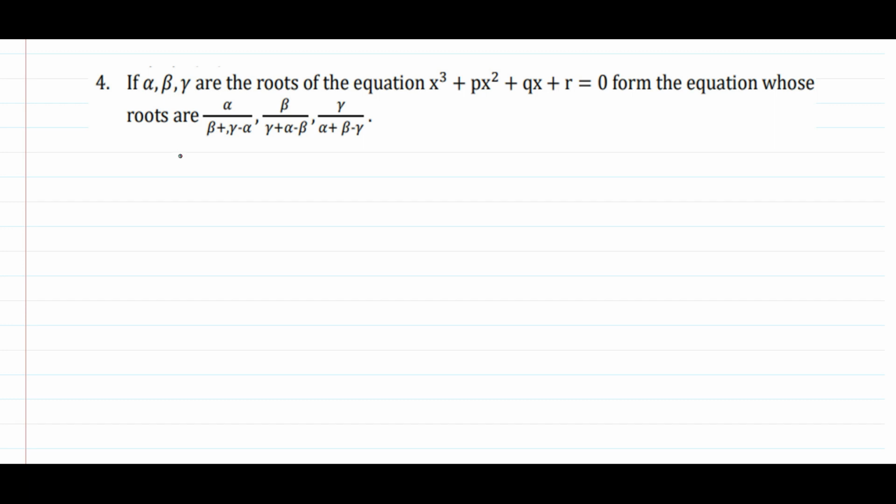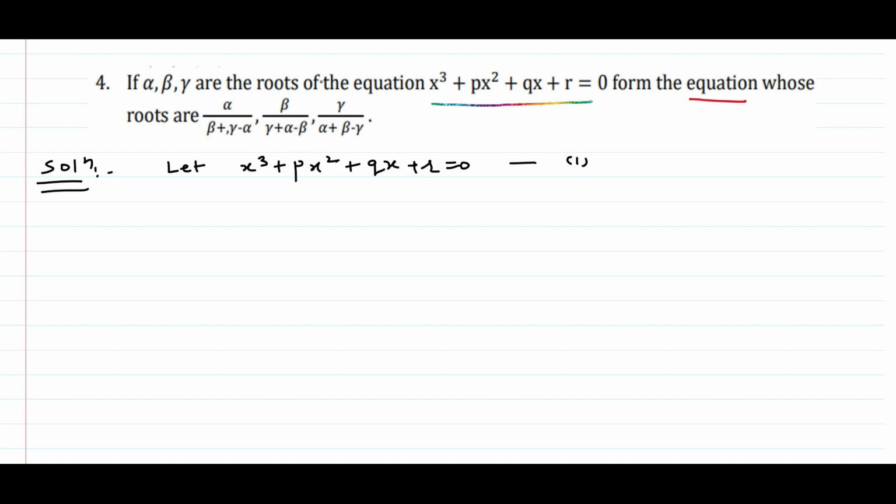So now in this problem 4, the given equation is x cube plus px square plus qx plus r is equal to 0. So now we need to form the equation whose roots are alpha upon beta plus gamma negative alpha, beta upon gamma plus alpha negative beta, gamma upon alpha plus beta negative gamma. So first of all we need to consider the given equation, that is x cube plus p times x square plus q times x plus r is equal to 0, that is equation number 1.